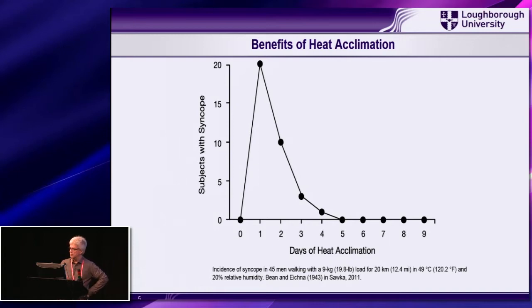So again, benefits, we have lower strain, and this again is another classical example. A lot of the studies on heat acclimation were done around the Second World War with soldiers who had to go, of course, to Northern Africa, etc., in the war, and those studies were continued. And again, an illustration here. These are incidents of heat syncope in 45 men walking in the heat, 49 degrees Celsius, 20% relative humidity. On the first day, 20 out of 45 showed syncope. And that was reduced, and after 5 days, all of them were able to complete the exercise.